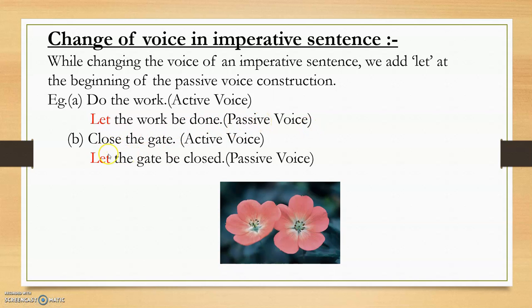Let's take another example. Close the gate. It's an active voice. Now what will be the subject here? Yes, in this case also we have to presume that it is "you." Okay, so "close the gate" is like a command. Okay, so let the gate be closed. So you made it into passive voice. So in an imperative sentence, please remember, when you're changing it into passive voice, we use the word "let."